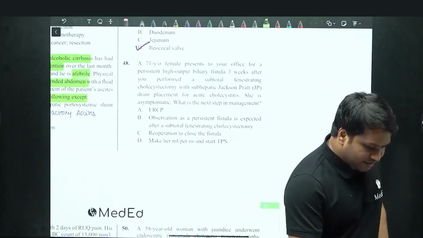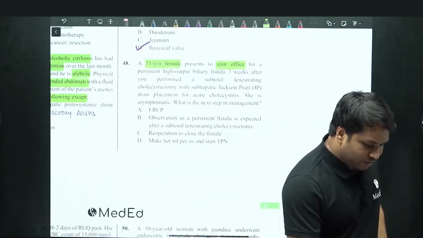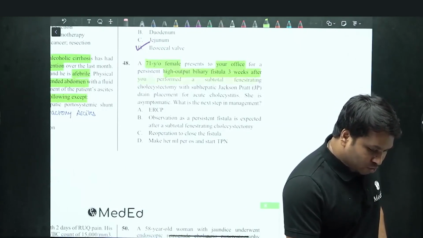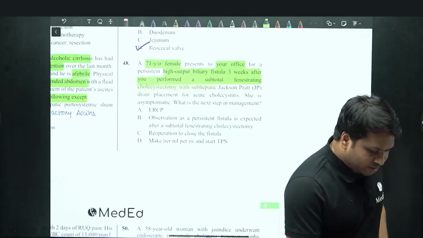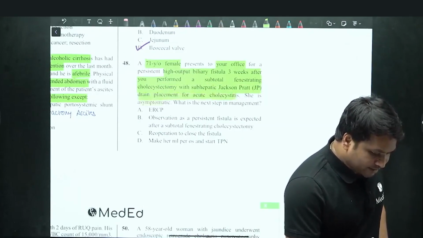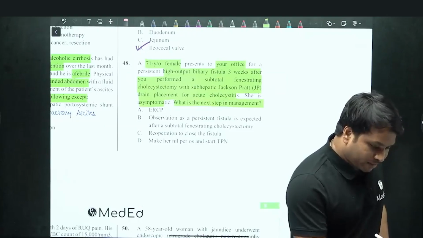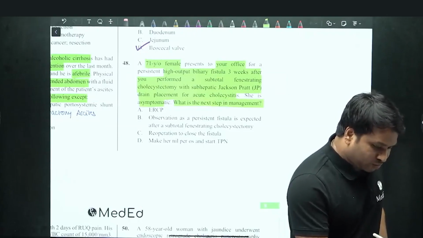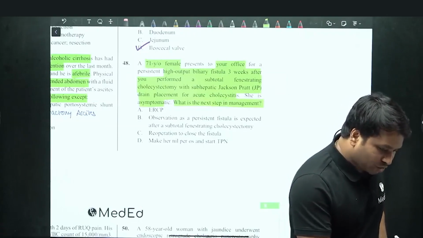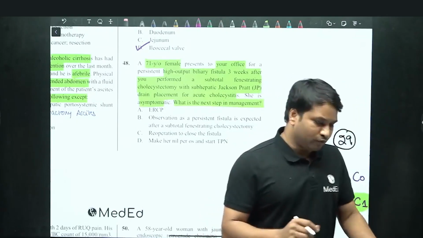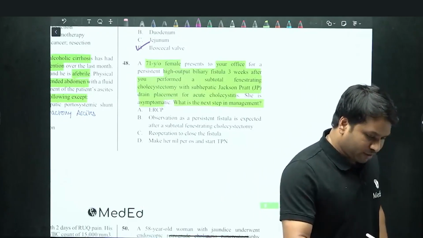Question number 48. A 71-year-old female presents to your office with a high output biliary fistula for 3 weeks after you have performed a subtotal fenestrating cholecystectomy with subhepatic Jackson-Pratt drain placement for acute cholecystitis. She is asymptomatic. What is the next step in management? Remember, if there is a high output fistula with continuous drainage, you have to localize the site.